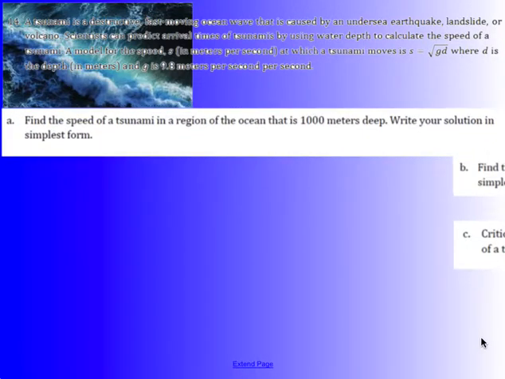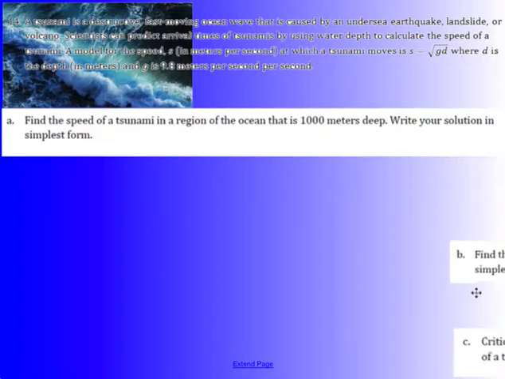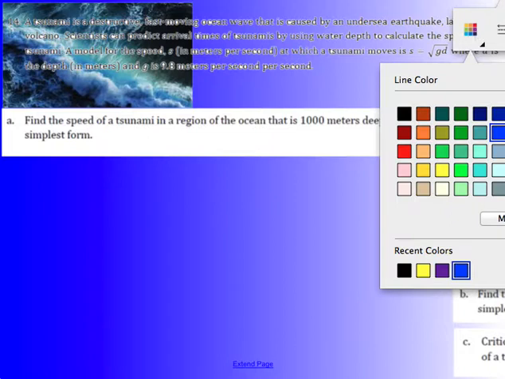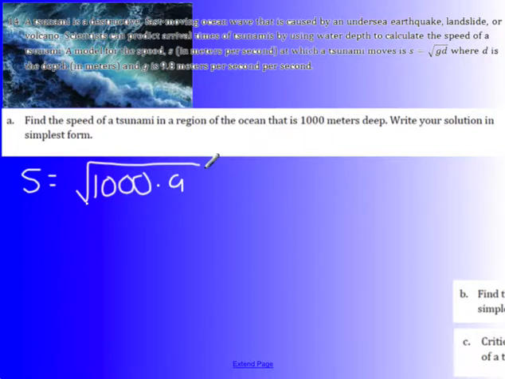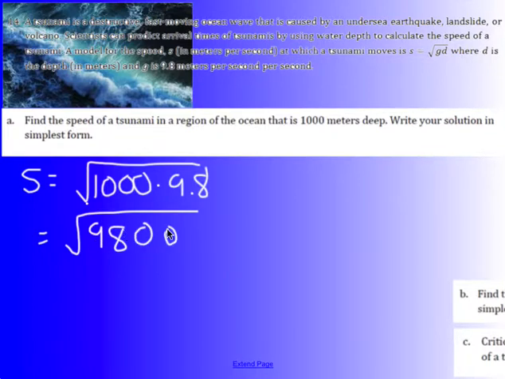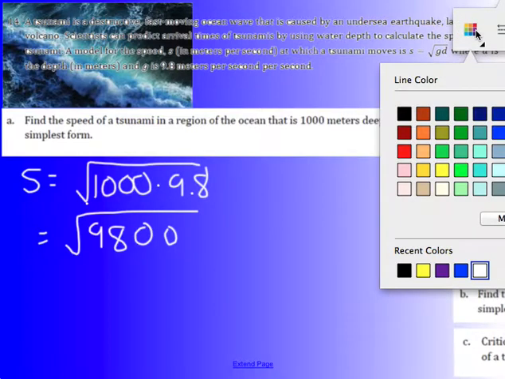So first of all, we're given the depth, and we want to figure out what the speed of the tsunami is going to be given that depth. Well, we're going to use the gravity constant of 9.8, and then we're going to go 1,000 meters deep. So our speed is going to be equal to the square root of our depth, which is 1,000, times our gravity constant, which from the original problem is 9.8. And that's going to be equal to the square root of 9,800. So now I want to go through and simplify that radical, so I want to simplify it down.